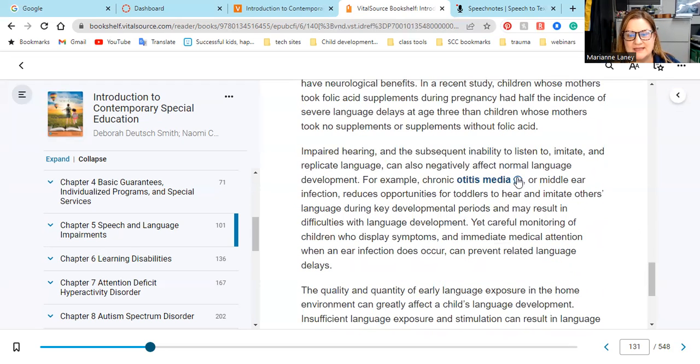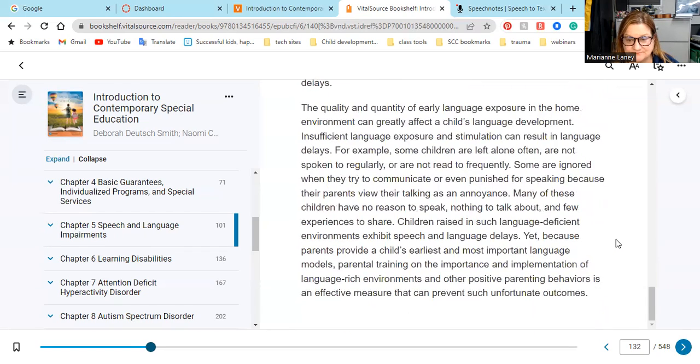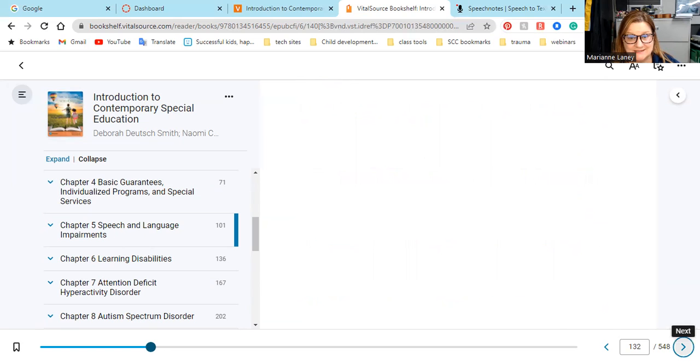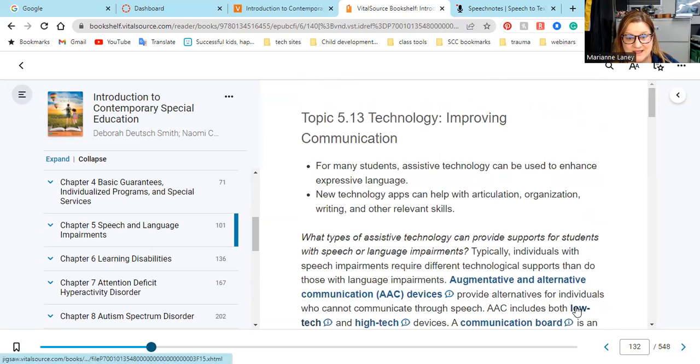So chronic ear infections can cause issues, and not just deafness. If you can't hear how people are talking, how are you going to learn how to talk? Also, houses that are super quiet. A lot of times now in our modern society, houses are more quiet because everyone's on a device, right? Or people don't eat dinner together anymore.